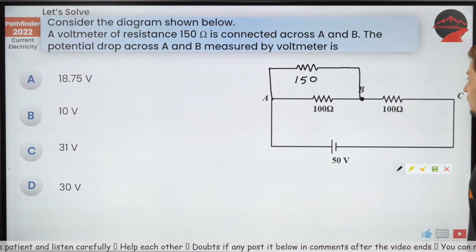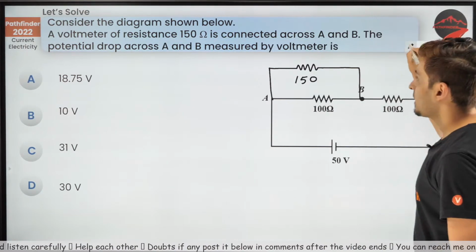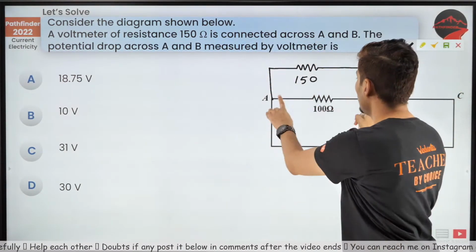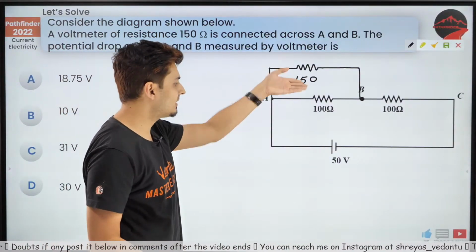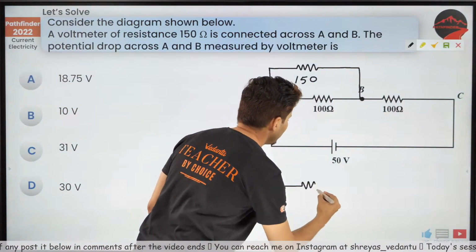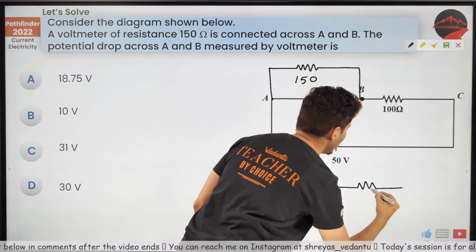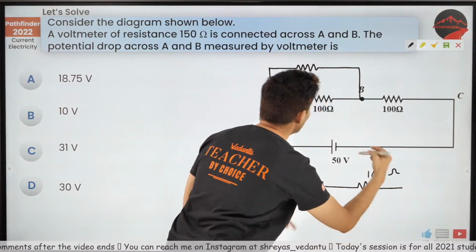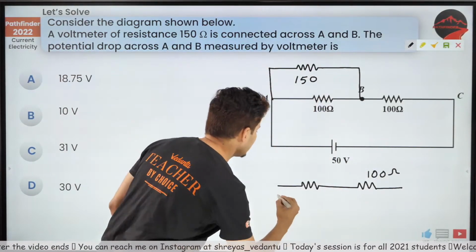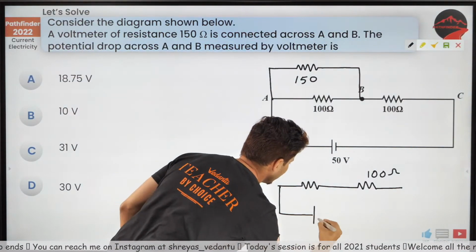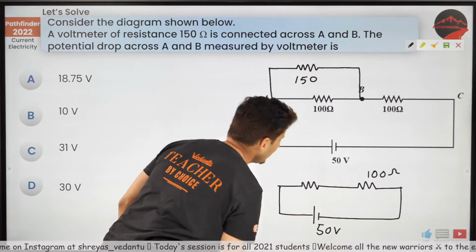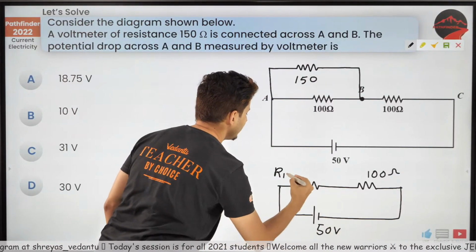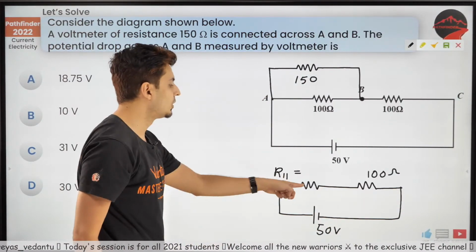Great. Now, what do you do next? The question is, what is the voltage across A and B? Simplify the circuit. These are two resistances in parallel. So what will be the equivalent resistance? Come on, I'm waiting for all your answers in the chat box. Convert both of them into one single resistance. Meanwhile, I'm just completing the circuit. What do you think the equivalent resistance in parallel is going to be?